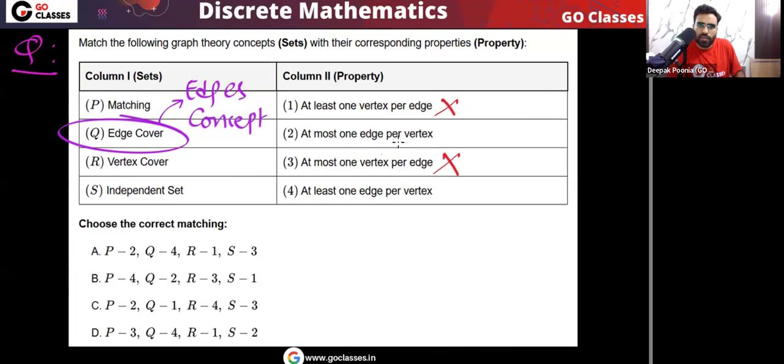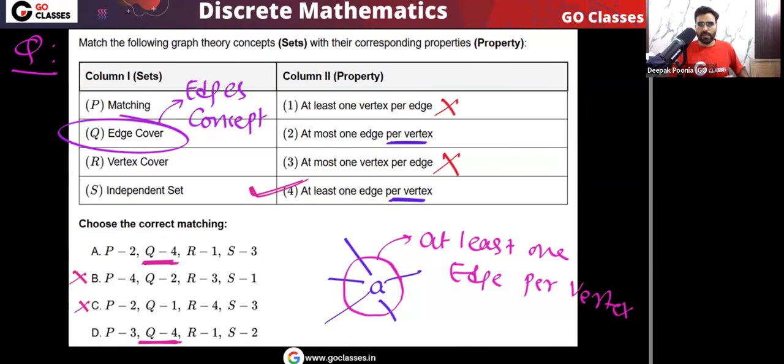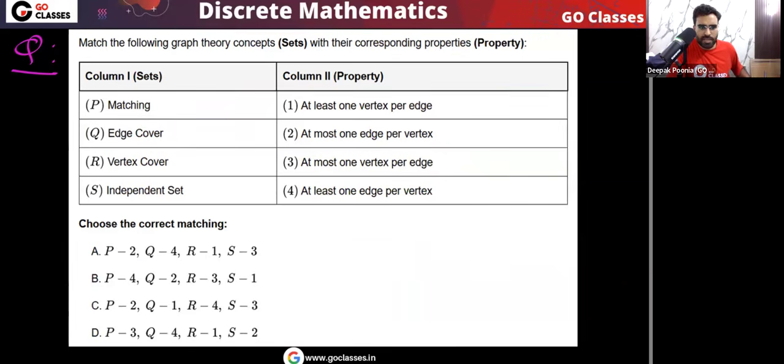So tell me, per vertex, what will happen in the edge cover? Per vertex means you take a vertex. Edge cover means we want to cover all the vertices. We want to cover this vertex A. To cover this vertex A, at least one of these edges I will take. Yes or no? At least one edge per vertex I will take. Do you agree? So here you can see at least one edge per vertex. So Q will match with 4. Very simple.